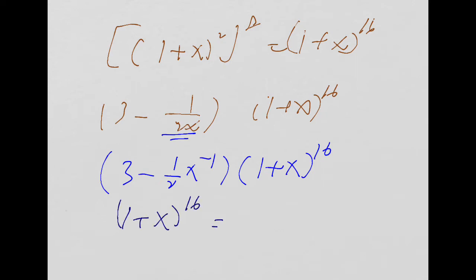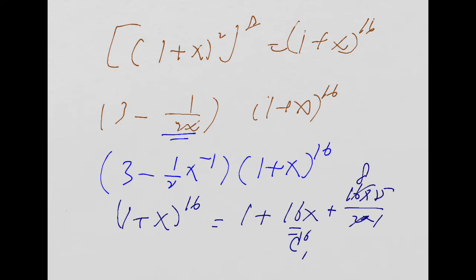So it's very simple. The expansion up to x cubed is 1 plus 16x because this is C(16, 1). You need to memorize the thing by heart. 16 times 15 over 2 times 1 is 8. Then this is the x squared term. So 8 times 15 is 120. So 120 here. So it is 1 plus 16x plus 120x squared. Okay, then you need to multiply back.